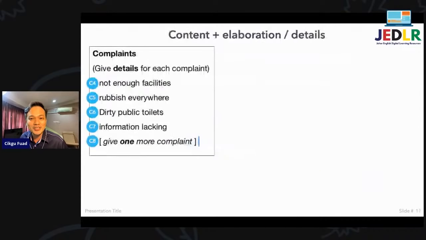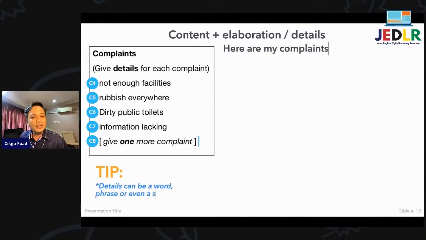Now moving on to the next point. Complaints, give details for each complaint. You can see the word details are in bold. So C4, not enough facilities, C5, rubbish everywhere, and so on. Let us see how we are going to make details. A tip for you guys. When you are required to write details, it doesn't mean that you need to elaborate in one paragraph. Details can be a word, can be a phrase, or even a sentence.